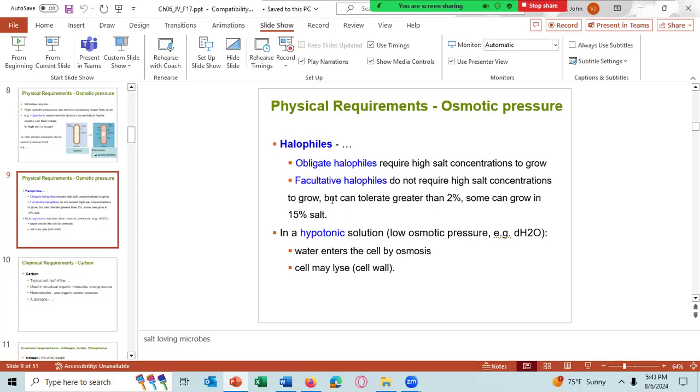In a hypotonic solution, that's low osmotic pressure, where there's lots of distilled water around, water will enter the cell by osmosis. And the cell will be lysed if the cell does not have a cell wall. Put your red blood cell in a beaker of water, water will enter the cell, causing the cell to puff, and the cell membrane will expand until it pops, and then the cell will die.